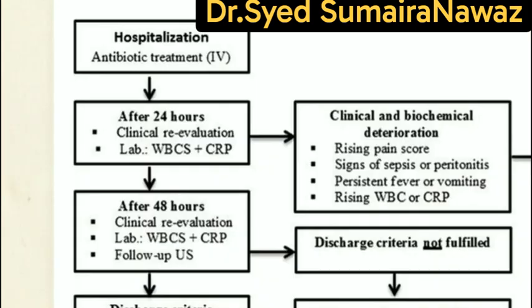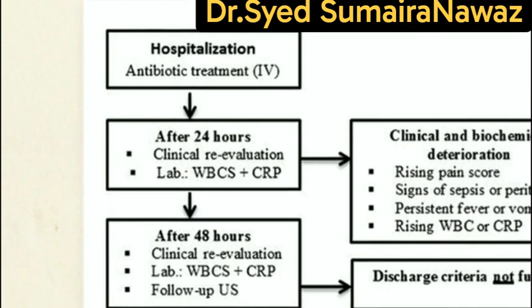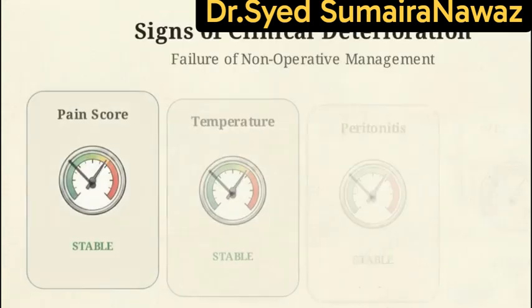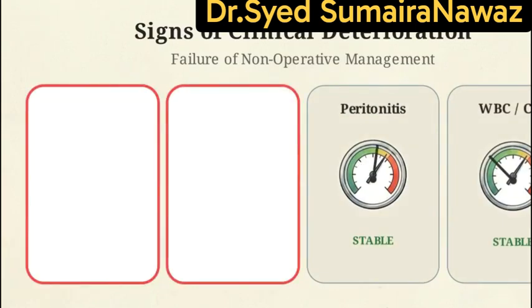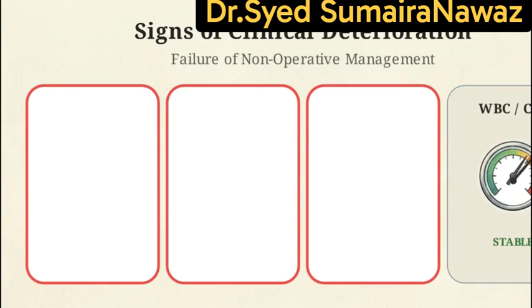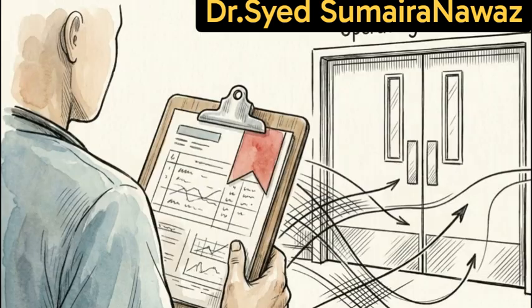This diagram shows that initiating antibiotic treatment triggers a mandatory 24 to 48-hour clinical observation loop. At 24 hours, the team conducts a clinical reevaluation and draws repeat lab tests for white blood cells and CRP to gauge inflammatory response. If the patient exhibits a rising pain score, a persistent fever, clinical signs of peritonitis, or climbing inflammatory markers, the non-operative attempt is declared a failure, forcing an immediate crossover to the surgical track.